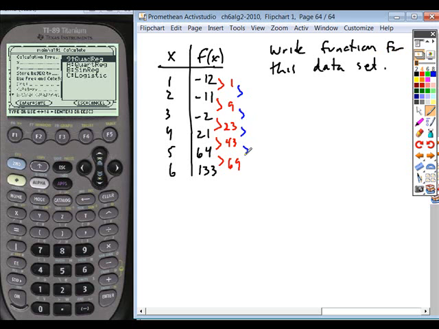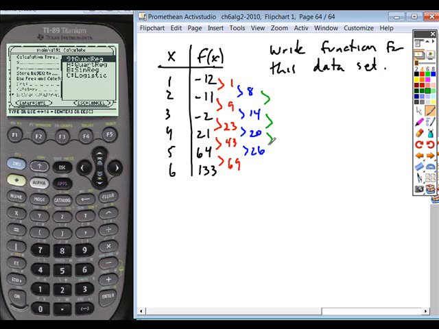Okay, when we take the second order differences, from 1 to 9 is 8. From 9 to 23, 14. 23 to 43, 20. 43 to 69, 26. Okay, so all of these are different, so it's not a second degree or second order. So it's not a quadratic equation.